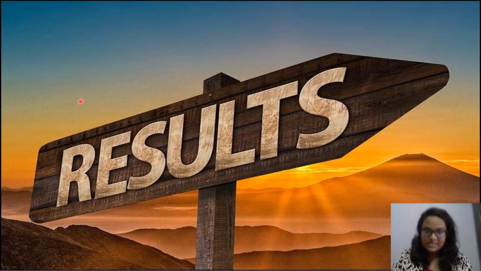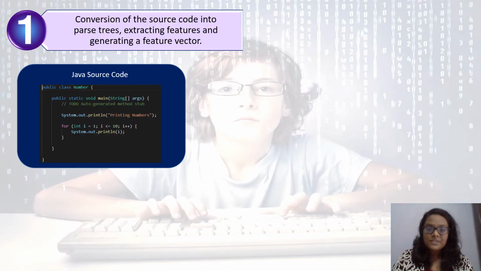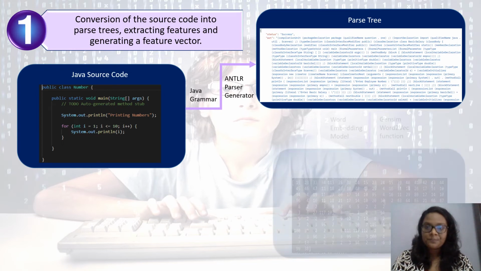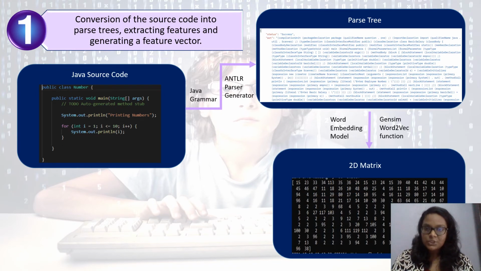Coming to the results area. The first function is the conversion of the source code into parse trees, extracting features and generating a feature vector. Initially the source code is uploaded. Then it is passed through the ANTLR parser generator with a Java grammar to generate a parse tree like this. Then it's passed through the word embedding model, where the Gensim Word2Vec function acts upon it and the 2D matrix is generated.